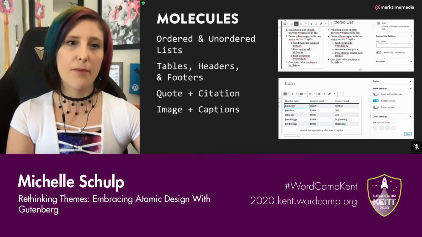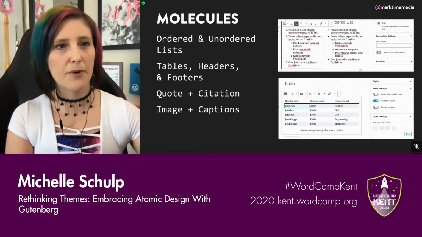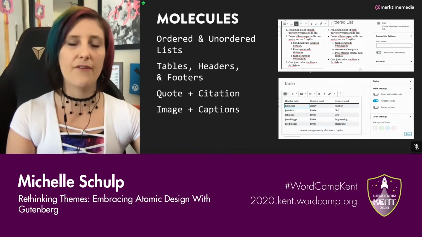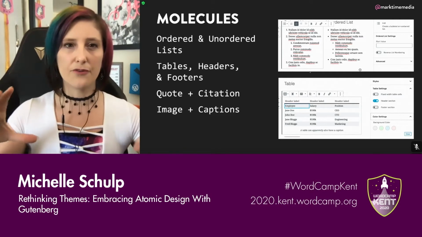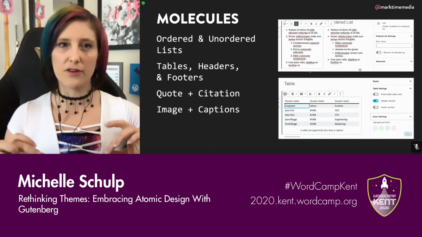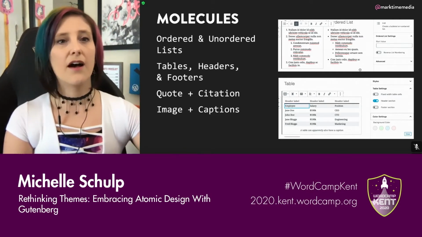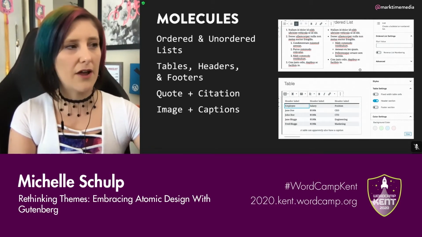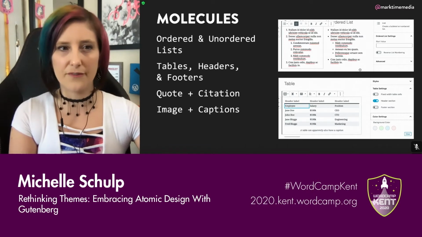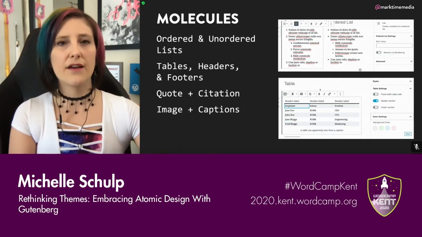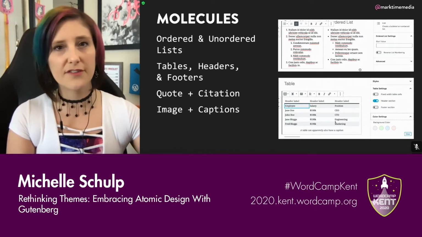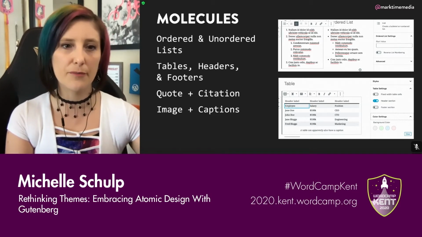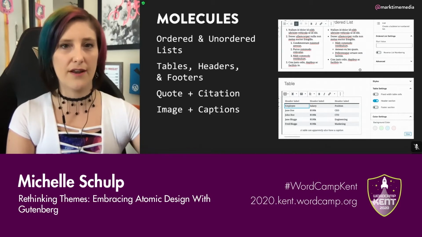You can also see molecules. So what are molecules in Gutenberg? Ordered and unordered lists are molecules. That's because you have the main unordered or ordered list element with each of the individual list elements inside it. Tables with headers and footers are a great example of a molecule because you've got your headings, your rows, your individual cells. A quote plus a citation is a good example of a molecule. Image plus captions. All of these things are built into Gutenberg and the block editor right now.